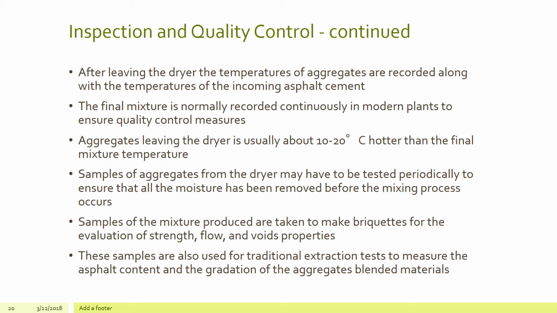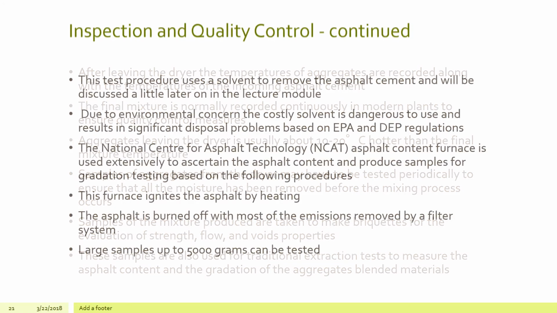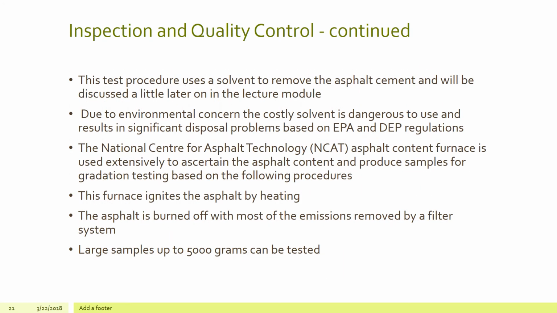Samples of the mixture produced are taken to make briquettes for the evaluation of strength, flow, and void properties. These samples are also used for traditional extraction tests to measure the asphalt content and the gradation of the aggregates blended materials. The test procedure uses a solvent to remove the asphalt cement, and we'll discuss this a little bit later on in the module lecture. If not, it'll be discussed in the PowerPoint presentation.